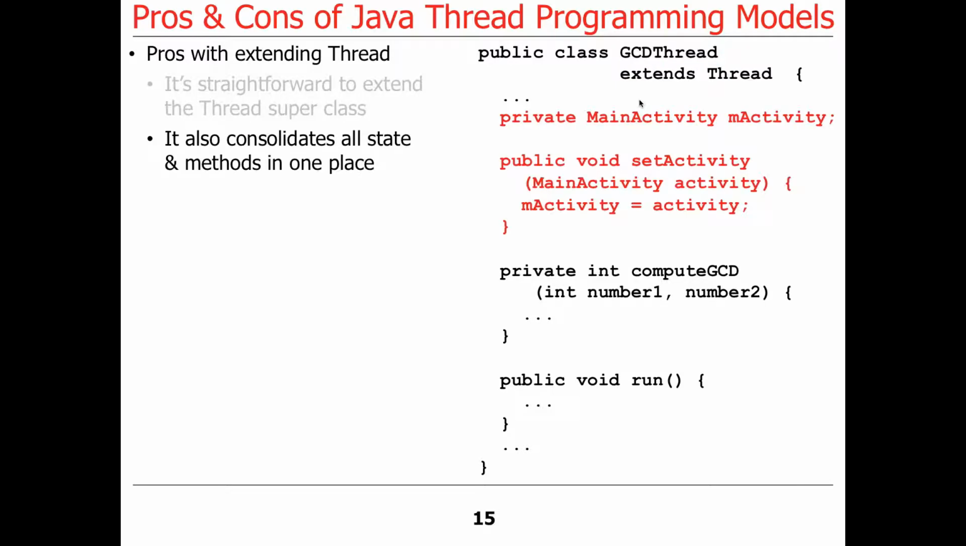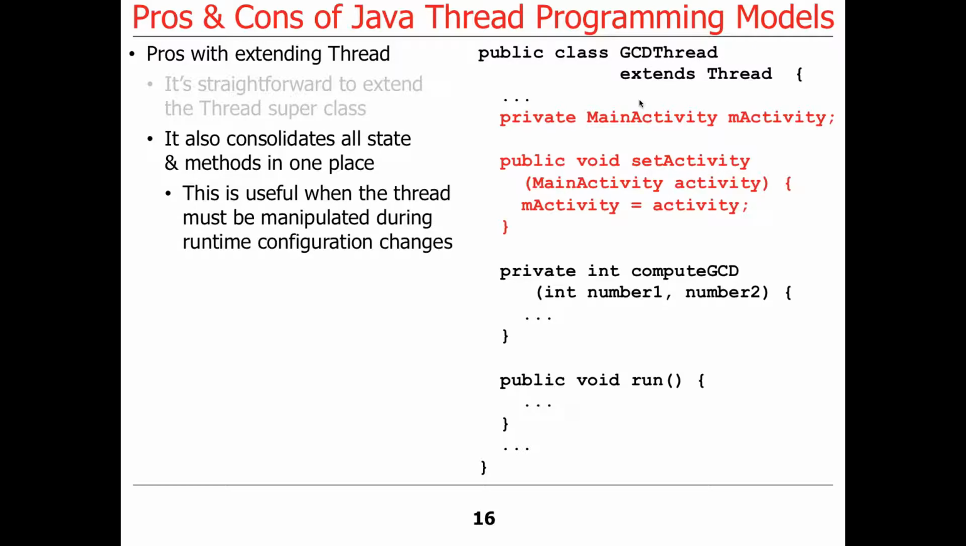The other nice thing about extending thread is it consolidates all the state, in other words, all the fields and all the methods in one object. So fields and state are all nicely pulled together. And this can be useful if you have to manipulate the thread state during runtime configuration changes. The example we just looked at didn't illustrate this, but we'll see this later. By having everything in one place, both the thread and the behavior, it only requires you manipulating one thing. So that makes it more convenient in some ways.